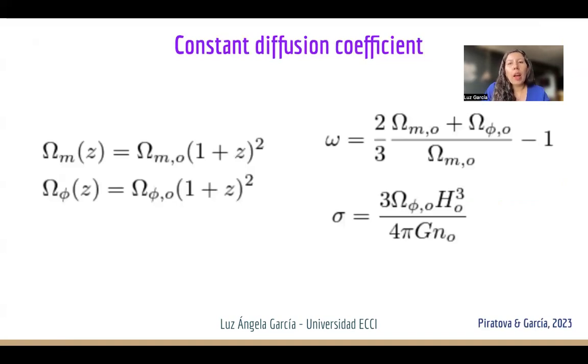With these two equations, we solve these two differential equations, and we have a solution for a constant diffusion coefficient sigma that has a quadratic term in redshift and depends on the energy fractions today. We also have an equation of state associated with this system, and a constant diffusion coefficient that is given by the energy fraction of the scalar field phi today, the Hubble constant, and the number density of particles, in this case galaxies, n0 today.